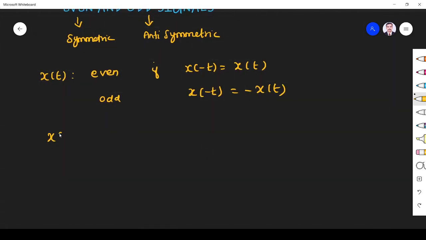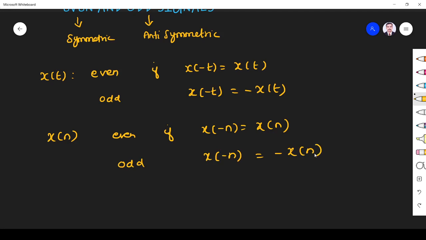Similarly, a discrete time signal x of n is known as even signal if x of minus n is equal to x of plus n. Similarly, it is known as odd signal if x of minus n is equal to minus x of plus n. Clear? So this holds for all values of t here, and for all values of n here. Okay, so now let us see this.